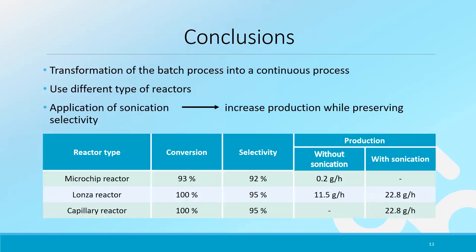And in conclusion, I transformed the batch process into a continuous process. I used different types of reactor. For three different types of reactor, I applied sonication. Because of that, I can increase production while preserving selectivity. I started with a production of 0.2 grams per hour, and now my production is around 22.8 grams per hour.